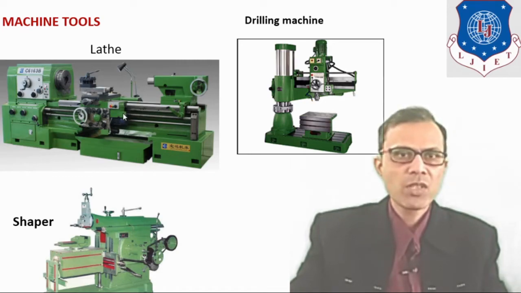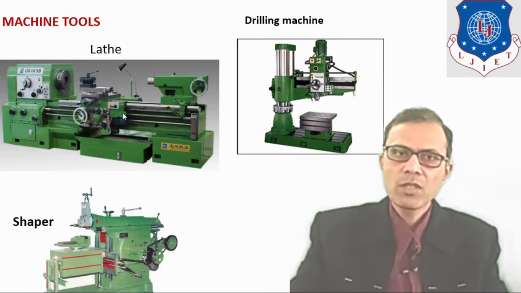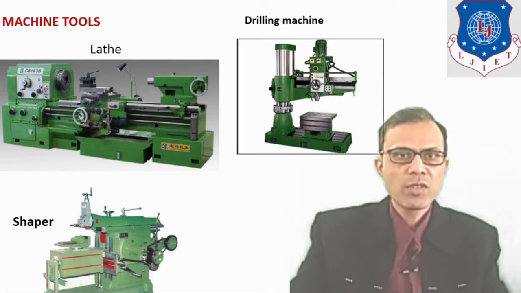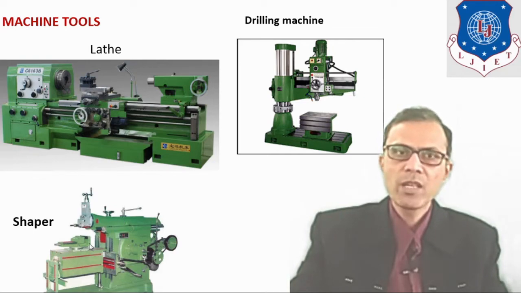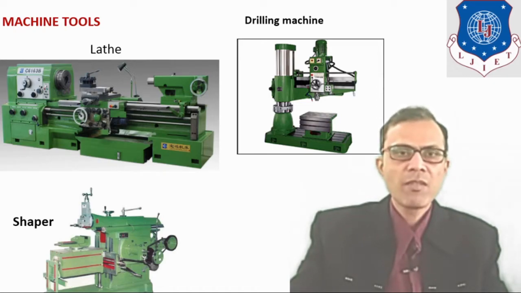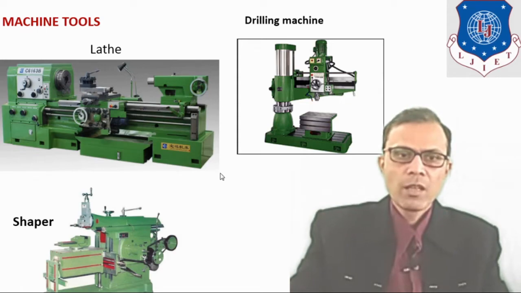In case of a lathe machine, the workpiece is revolved and the cutting tool is given feed motion. In case of a drilling machine, the drill bit, that is the cutting tool, is given rotary motion and drilling action is performed. In case of a shaper machine, the cutting tool is given reciprocating movement and the workpiece is held in a machine vice, and by that action metal is removed. So these are some examples. We will study in detail about all these operations in our next session.